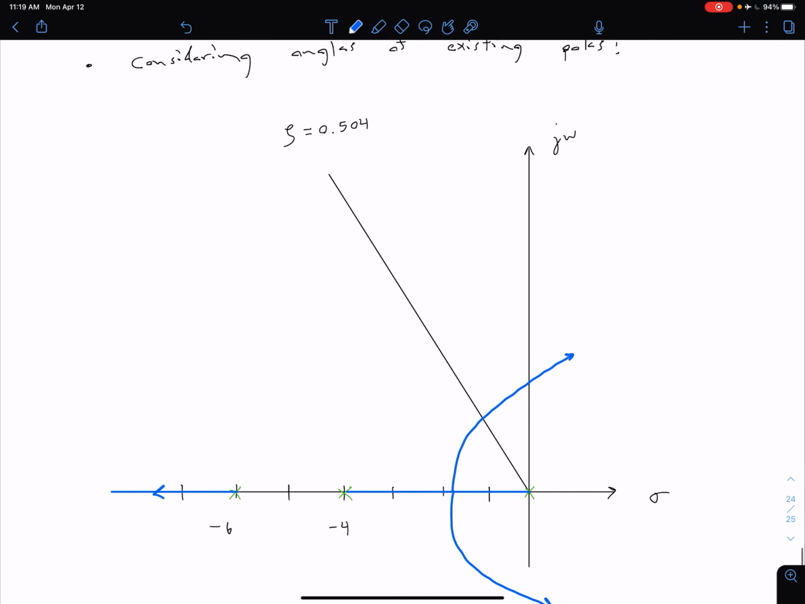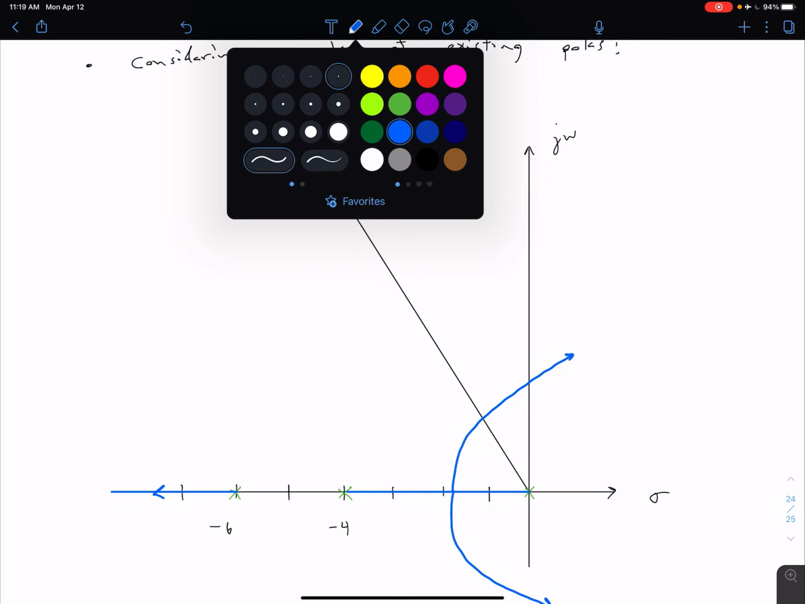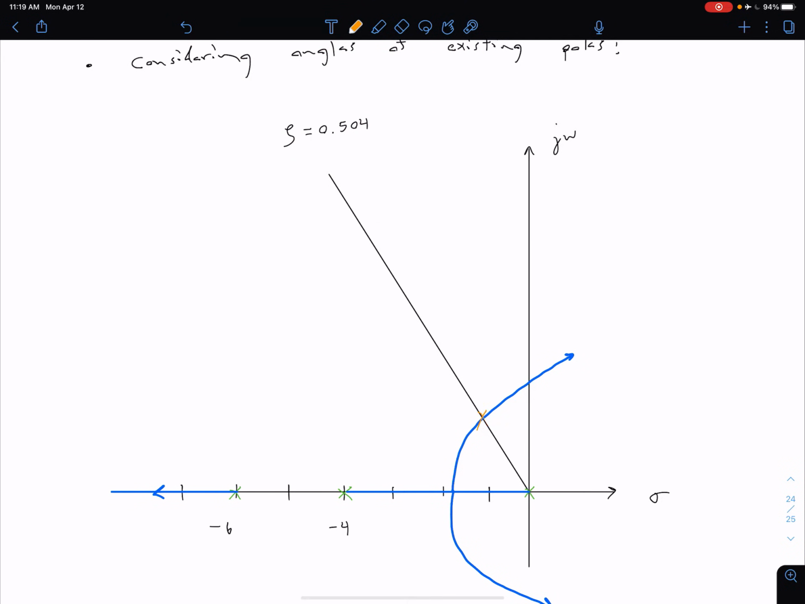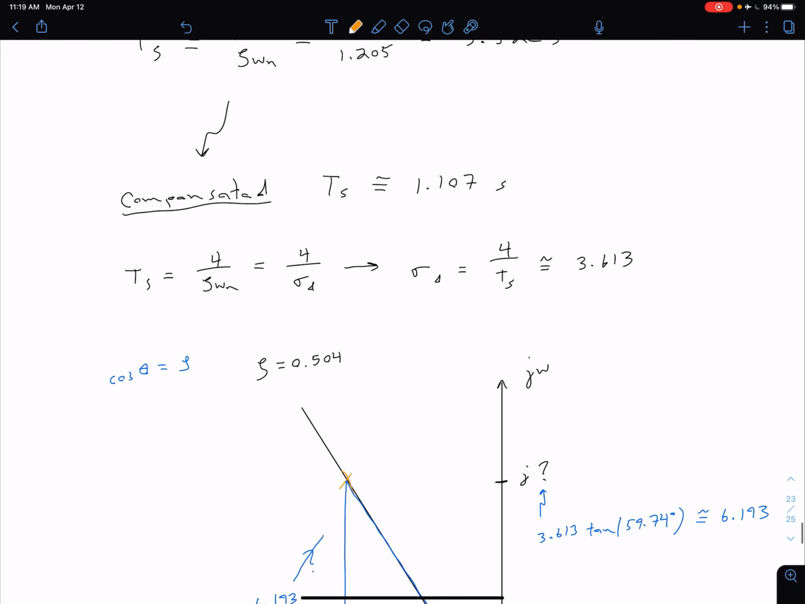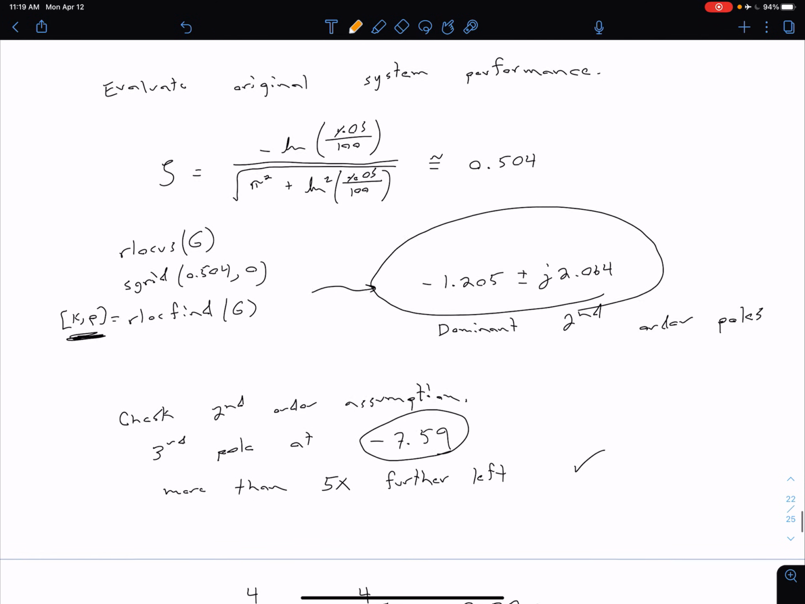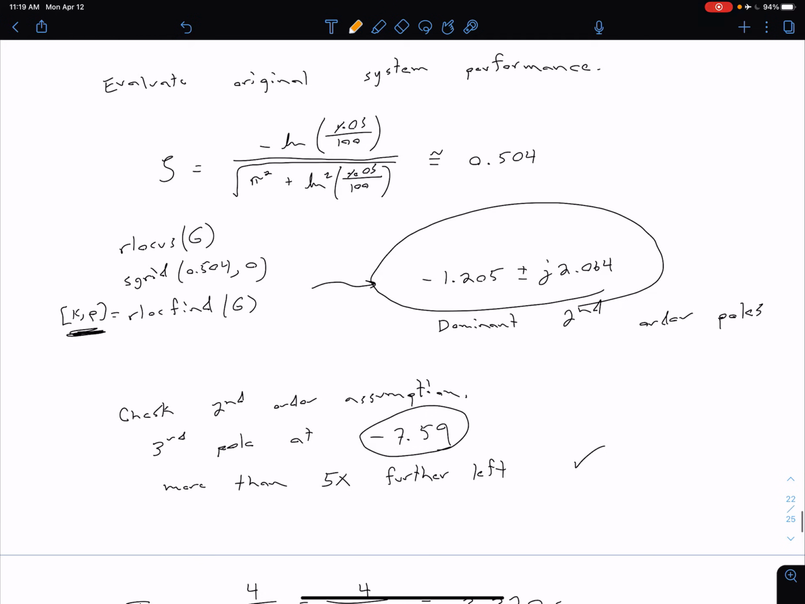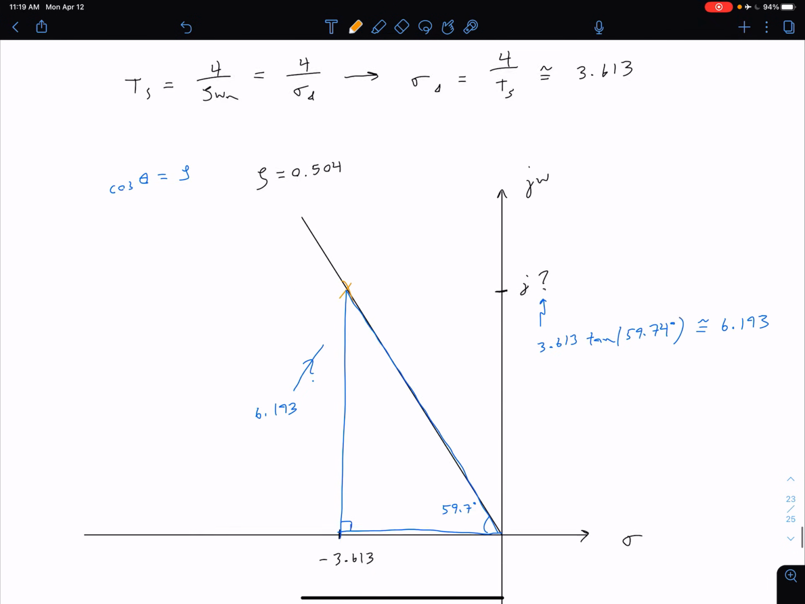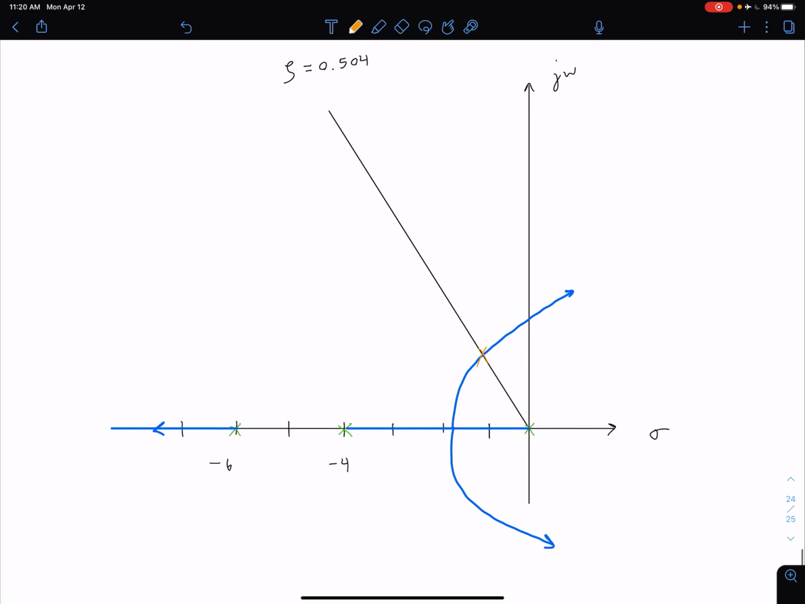Remember though, this is our initial pole location. So let me mark this. Going back to the value we had from our program, we said that was -1.2 plus or minus j2. Let's see if I can get this scale relatively accurate. This is j1, j2, so we want to be just a little above j2. So there's j3, 4, 5, 6. This is j6, this is j2, this is -1, -2. Okay, so that's our original pole location.